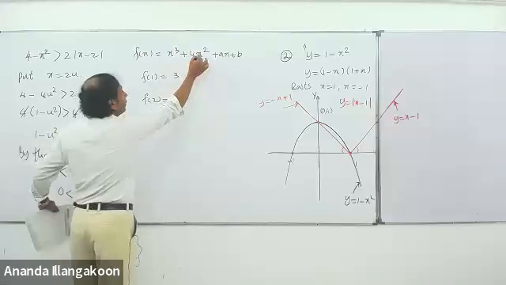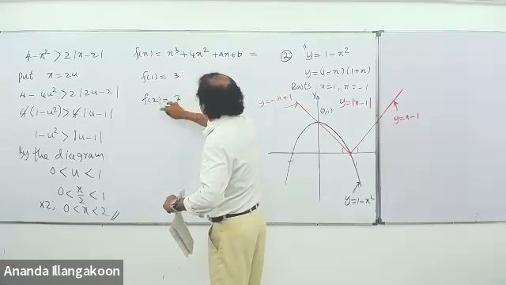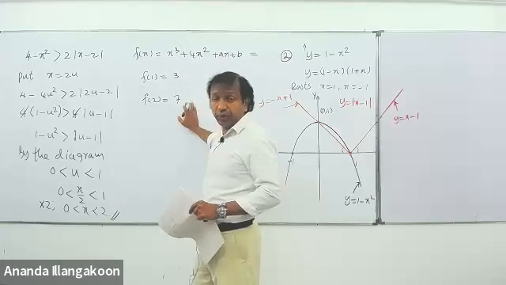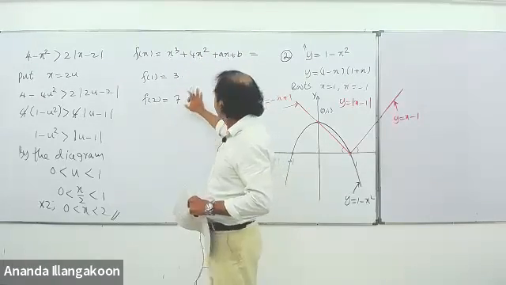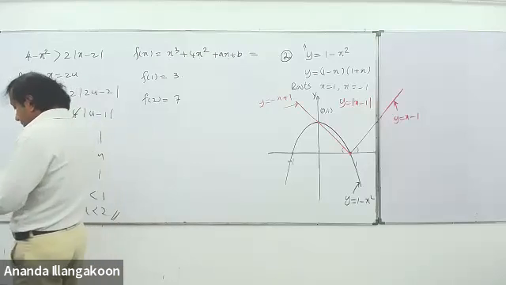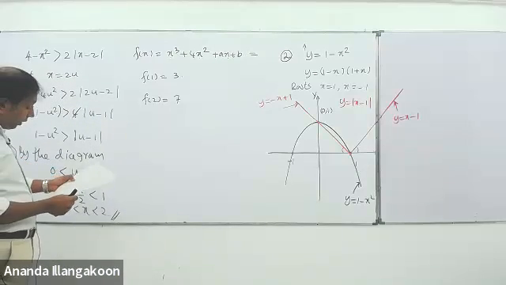Substitute x equals 1 here and equate that to 3. Substitute x equals 2 here and equate that to 7. Then you will get two equations with the unknowns a and b. So then take a and b, and you get the answers. You can solve that and take.